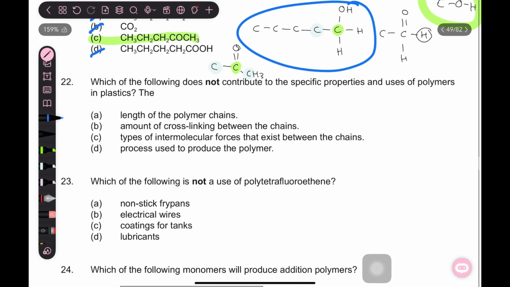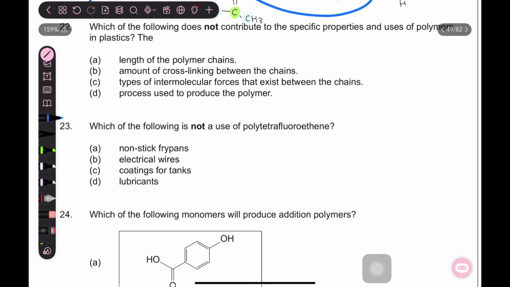Okay, now moving on to question 22. Which of the following does not contribute to the specific properties and uses of polymers in plastics? So, for polymers in plastics, there's a number of factors that can affect the properties, and these properties could include the strength, what it's used for, how resistant it is to heat, things like that.